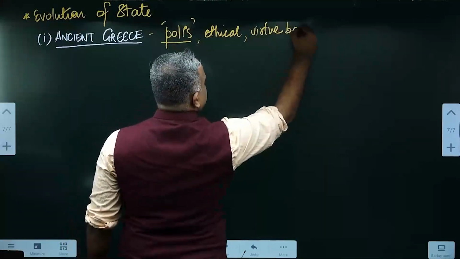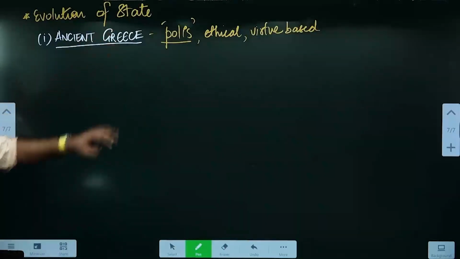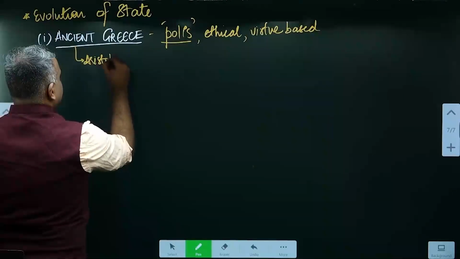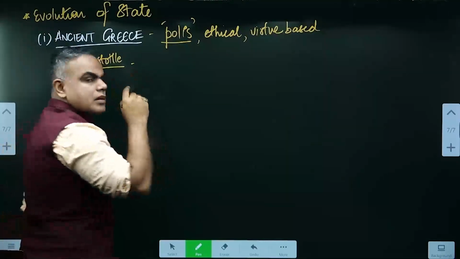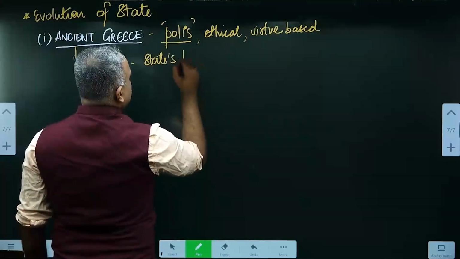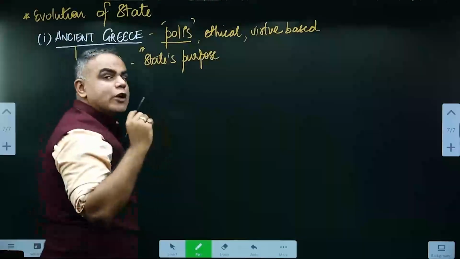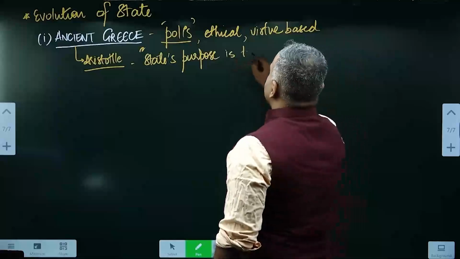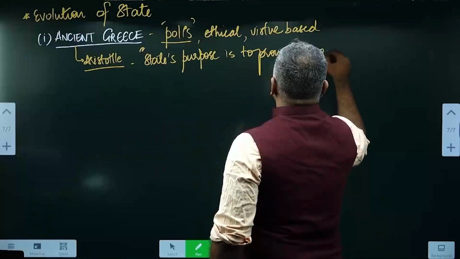It was also virtue based, if you can recall. So in ancient Greece, if I link it to Aristotle, and you can also say a similar view of Plato, what did Aristotle say? The purpose, the state's function, your role. And when you think of purpose, recall I did tell you about teleology. The state's purpose, again, is to promote what? Good life.